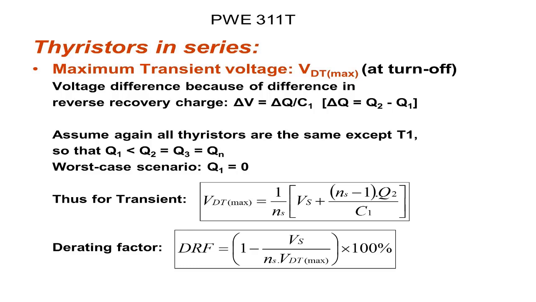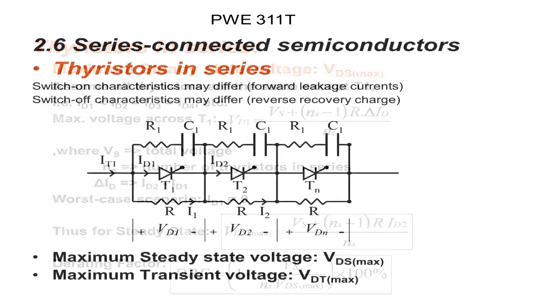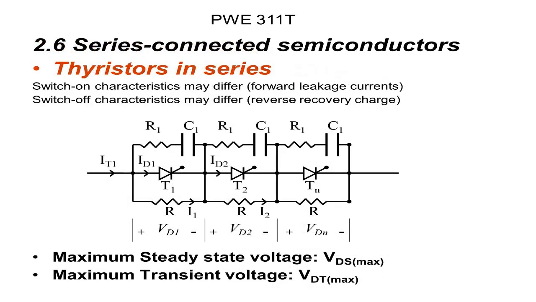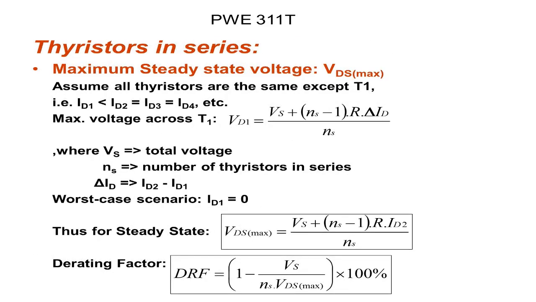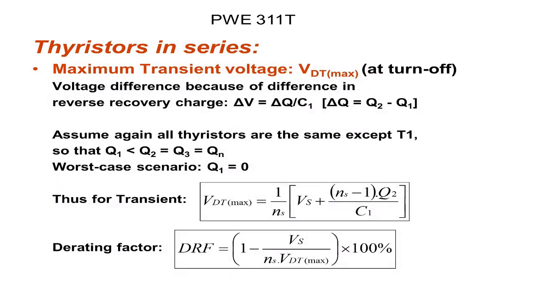If we're looking at the charges on the capacitors that we got here for each of the capacitors, the charges when the switch is on, when the switch is off, when any one of the switches is off, then assuming again that all thyristors are the same except T1, we can still write that Q1 is less than Q2, but the rest, Q2 equals Q3 until equals Qn. And worst case scenario, we can still write Q1 to be 0.